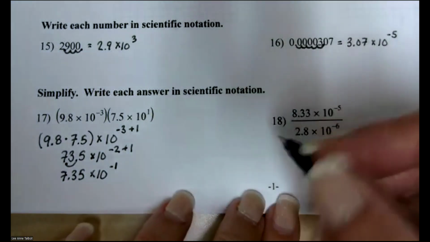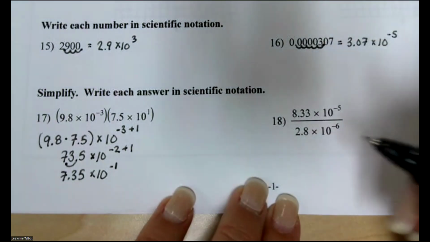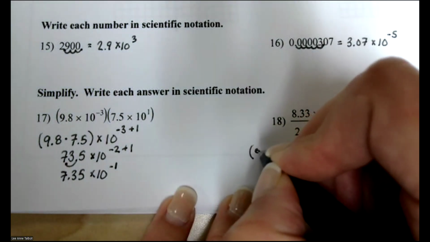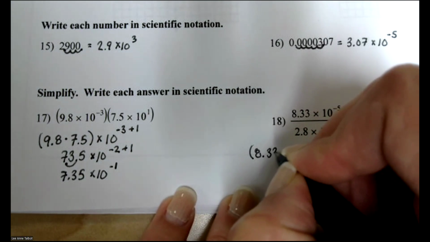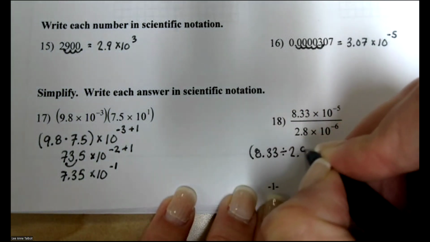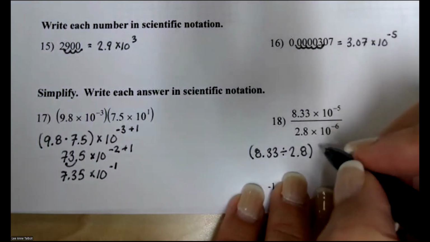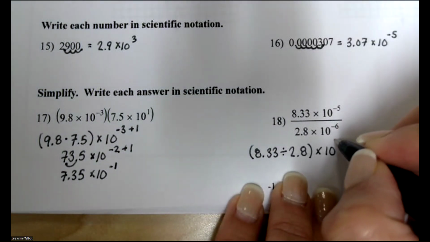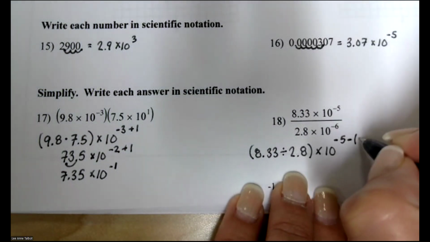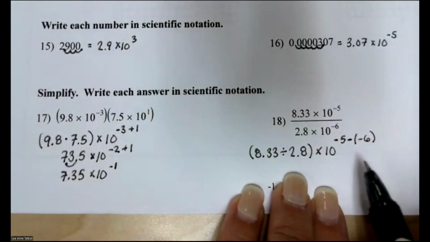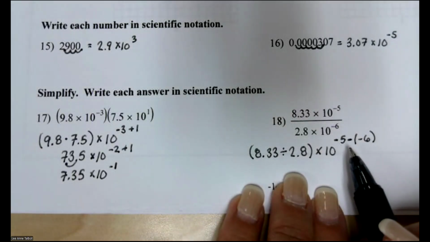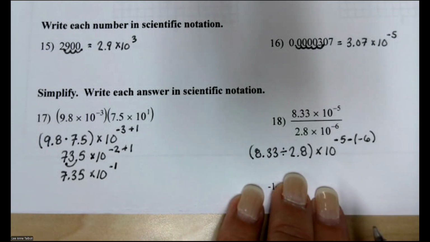Okay. Division problem. You can tell it's a fraction, so it's division. You divide the numbers. In front. And then you subtract the exponents, but you have to be really careful. See how if it's a negative, you have to subtract a negative.